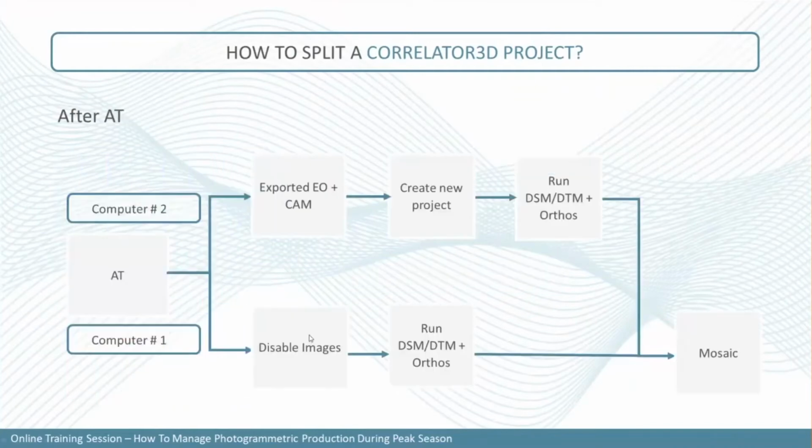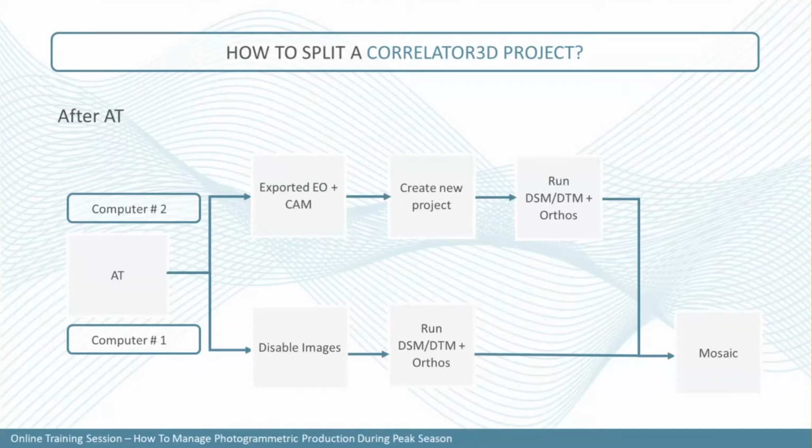Another way to split a Correlator 3D project would be, let's say, to run the AT on one computer, so all your images are run in the same AT. This way you make sure that the AT solution that you have is good for your entire block of images. I know it can sometimes sound big when you have thousands and thousands of images, but we find that it's one of the best ways to make sure that everything is all good, and you won't have any mismatch between block junctions.